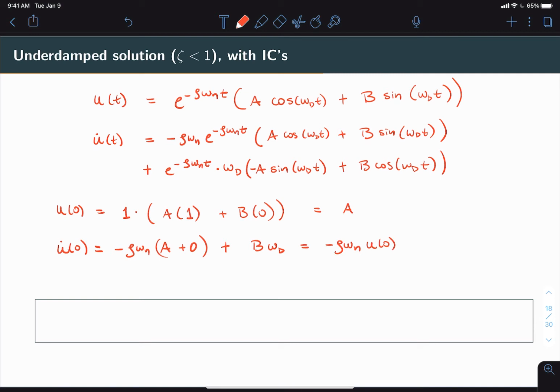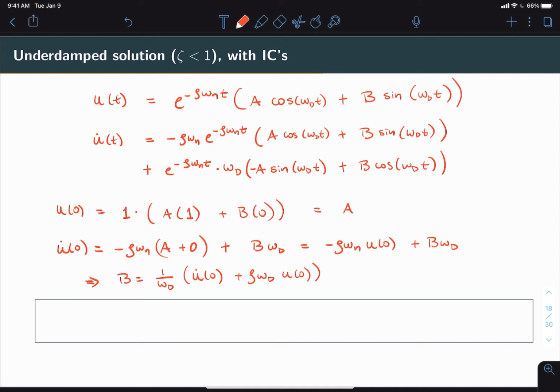So we substitute in u0 for A, and this simplifies to B is equal to 1 over omega d times u dot 0, our initial velocity, plus zeta omega d times our initial displacement.